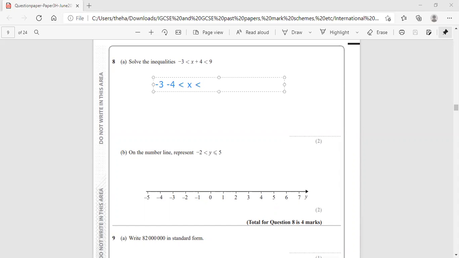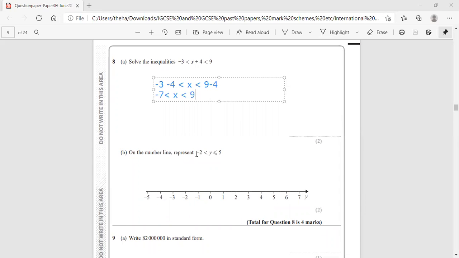Then on the other side, we've got 9. But we also need to do the 4 to the other sides as well. So we have to do -4. And what we're going to get is -7 is less than x, and x is less than 9. So we know that x is in the range -7 to 9, but it can't be either -7 or 9.